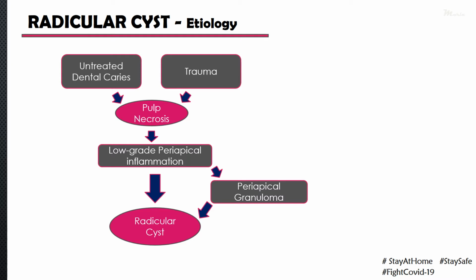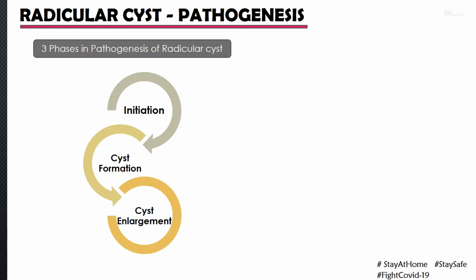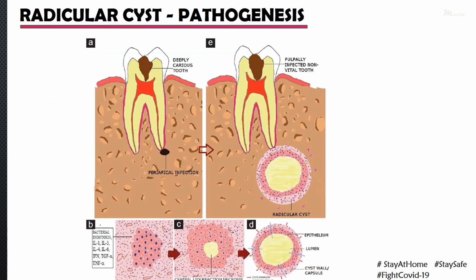But to know how the cyst actually forms, we have to understand the pathogenesis of radicular cyst. The pathogenesis of radicular cyst can be described under three phases, namely the first phase, also known as the initiation, the second phase, also known as cyst formation, and the third phase known as the cyst enlargement. This image here illustrates the tooth which has been affected with caries, giving rise to the development of a cyst in the periapical area, that is the radicular cyst. The subset images here show the various phases which we have discussed just now.